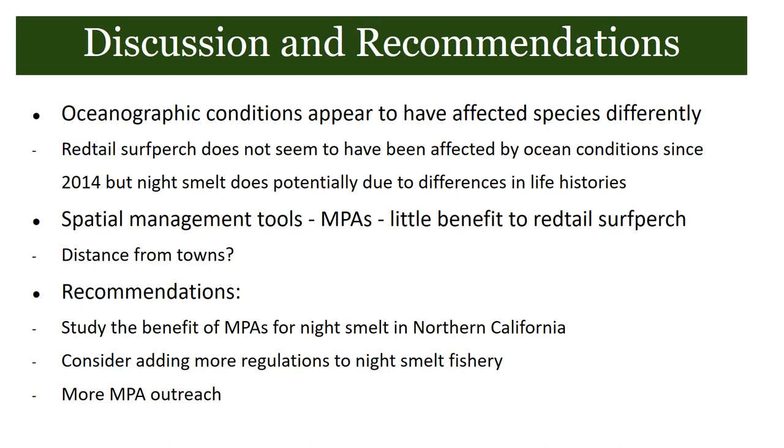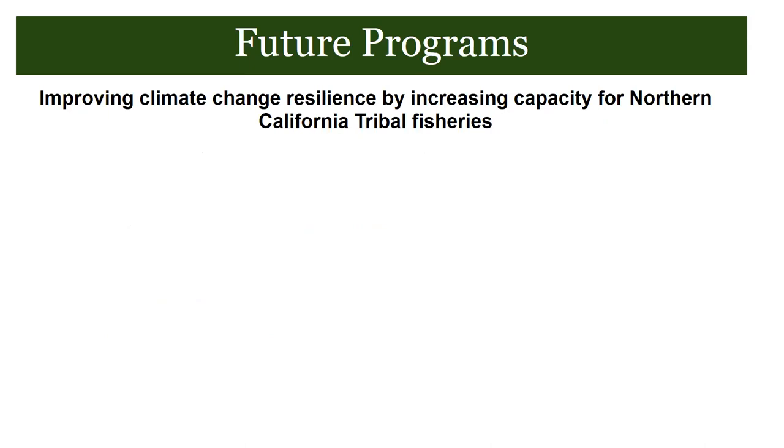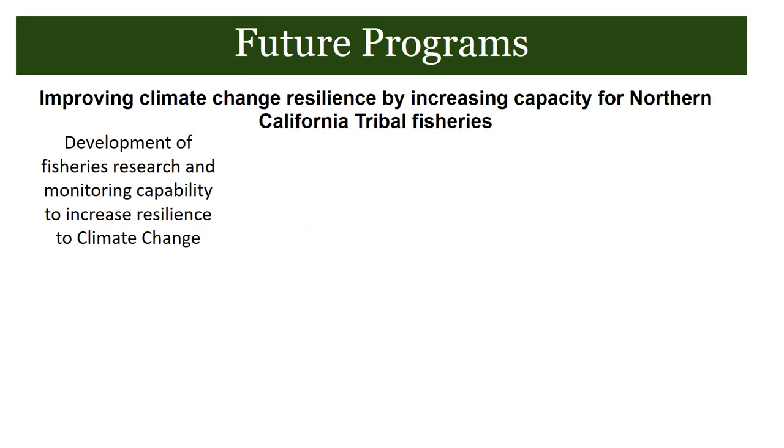Okay. So how are we building out our programs? We recently got funded for this program. It's titled Improving Climate Change Resilience by Increasing Capacity for Northern California Tribal Fisheries. And so the objective of this, as the title says, is to develop fisheries research and monitoring capability as a way to increase the resilience of our communities to climate change.